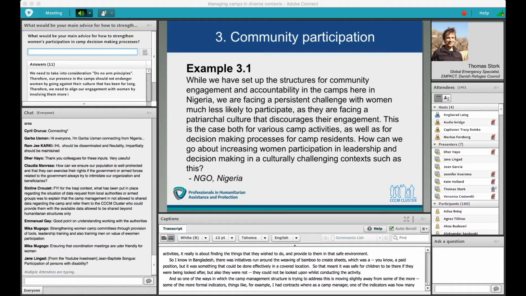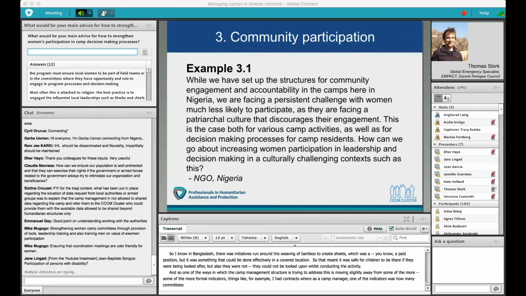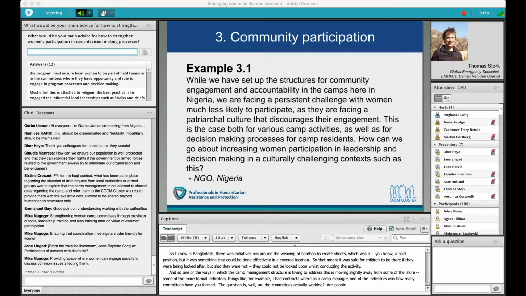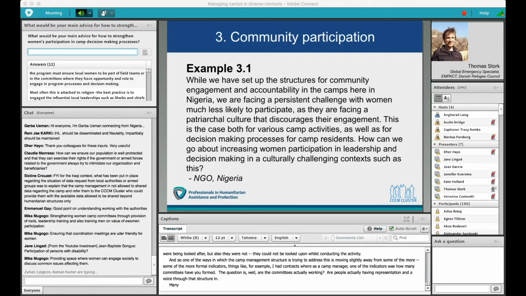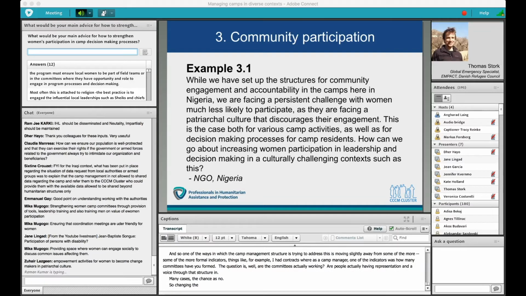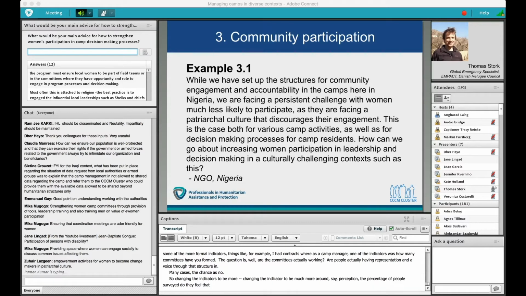But the question then is, well, are the committees actually working? Are people actually having representation and a voice through that structure? In many cases, the answer was no. And so changing the indicator to be much more around, say, perception, the percentage of people surveyed who feel that they have a voice. And I know that's something that was changing in the last draft.